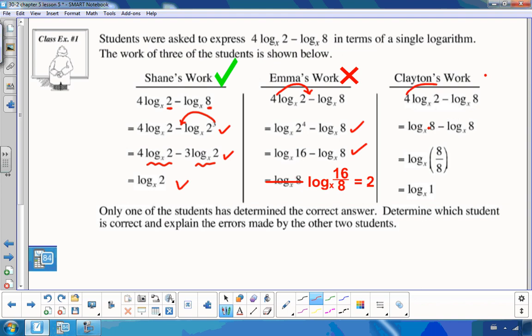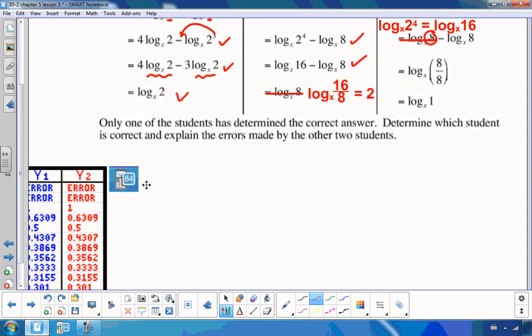Let's look at what Clayton did. Clayton brought the 4 up, and then he multiplied 2 and 4 together to get 8. Well, we know that that's wrong. He should have brought it up as an exponent to say that it was 16. So Clayton is wrong as well. So only one of the students is correct, and that would be Shane.